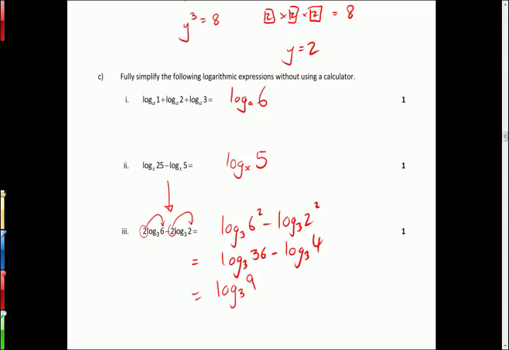And I don't stop there. I think, well, let's fully simplify. Can I answer 3 to the something gives 9? Yeah, 3 squared gives 9. So 3 to the what gives 9? The answer's 2.